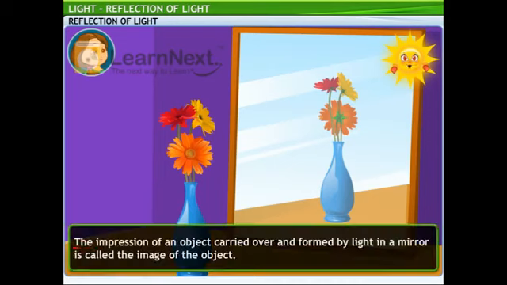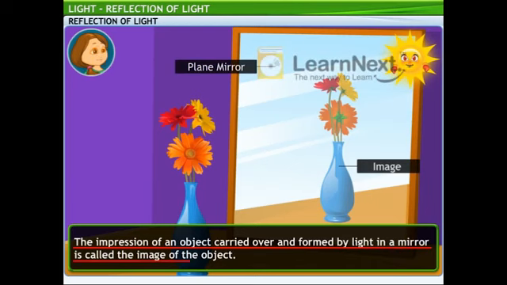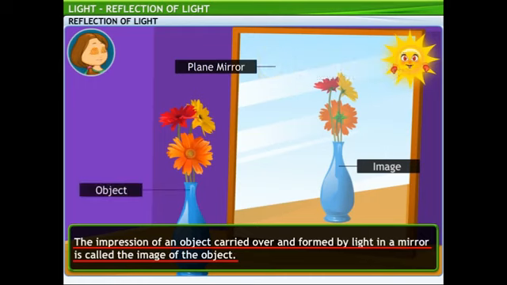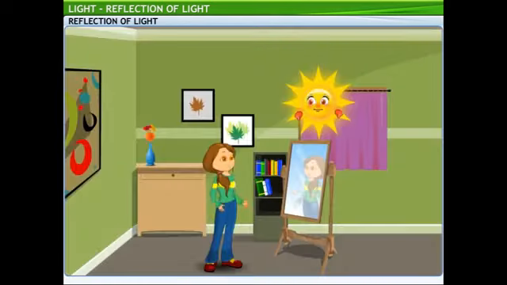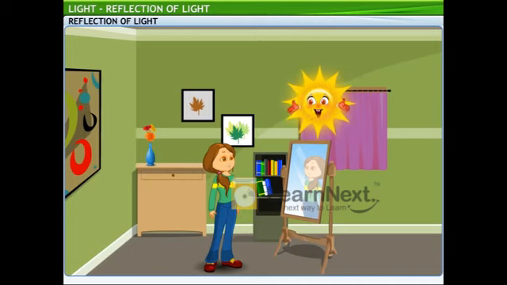Thus, in general, the impression of an object carried over and formed by light in a mirror is called the image of the object. In this case, the real vase in front of the mirror is the object. My image seems to be becoming smaller as I move away from the mirror. That's natural. As your distance from the mirror increases, the distance of the image from the mirror also increases.